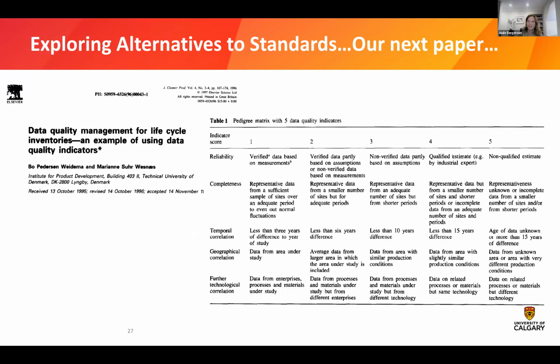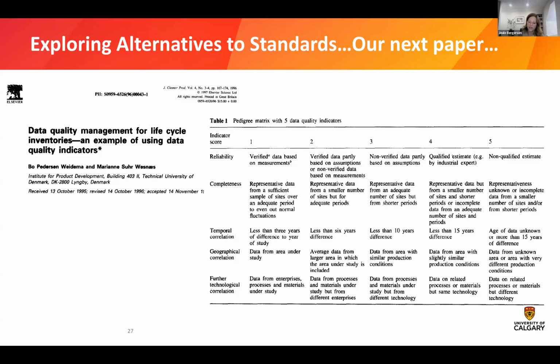And just as a plug for our next paper, I'm guessing that most of you weren't even born when this paper was published by Weidema in 1996, but it's the data quality pedigree matrix. Hopefully you're familiar with its iterations and things like that. But this is a structure by which you can actually start assessing the quality of the data that you're using.